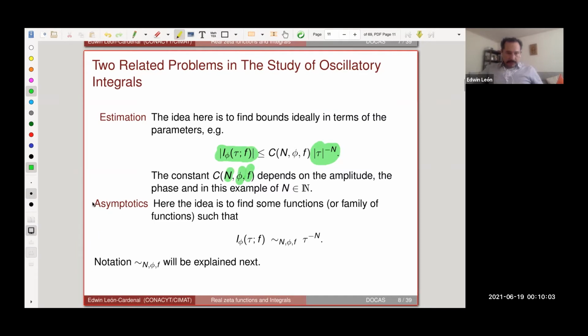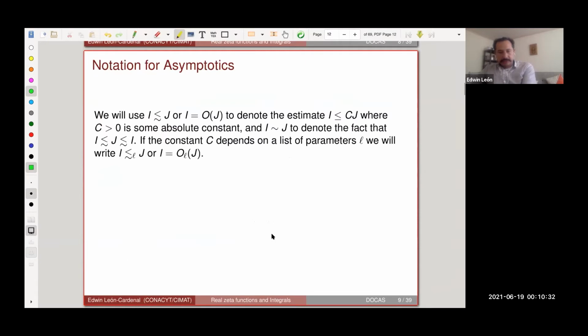This will not be the main interest in this talk. We're more concerned with the asymptotics of these integrals. And here, the idea is to find some function or family of functions such that the integral is bounded above and below by some family of functions, and this is dependent on some parameters. Okay, I will explain in the next slide what is this notation.